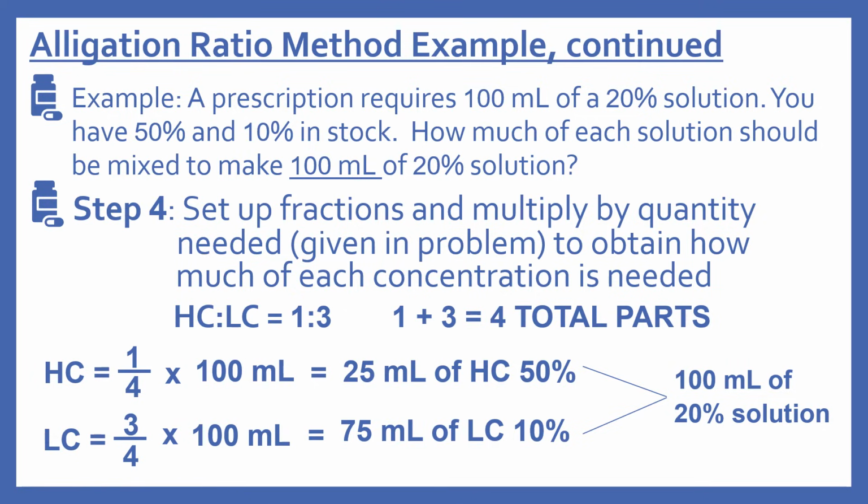Then for the low concentration, our ratio value is 3. So 3 out of 4, 3/4, because 4 is the total parts, times 100 milliliters. So 3 times 100 is 300. Then divided by 4, that gives us 75 milliliters of the low concentration, which is the 10%. And you can see that the 25 milliliters and the 75 milliliters add up to 100 milliliters. So that would give us 100 milliliters of 20% solution if we mix 25 milliliters of 50% solution and 75 milliliters of the 10% solution.